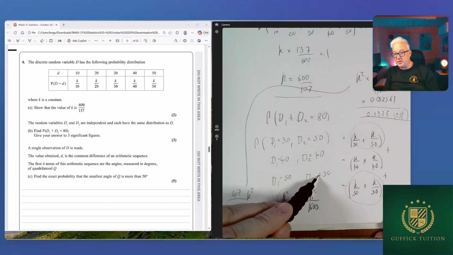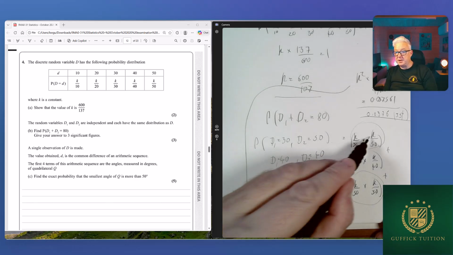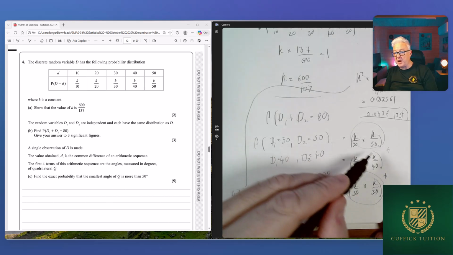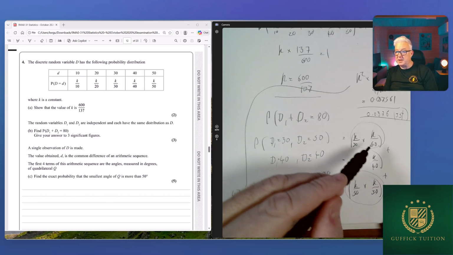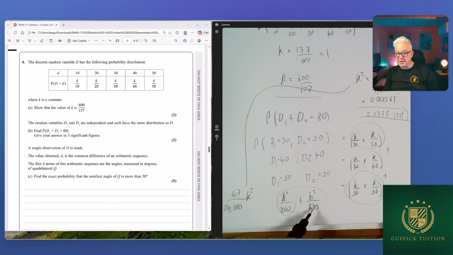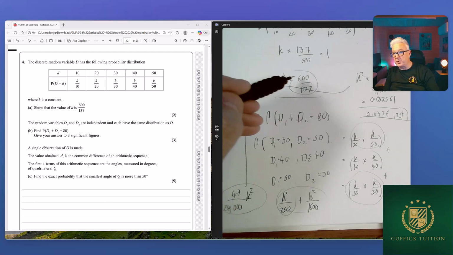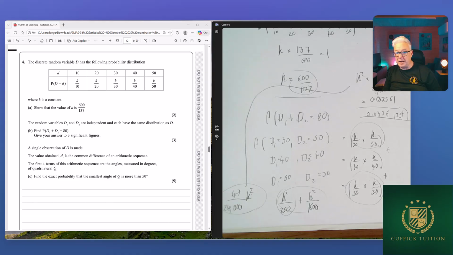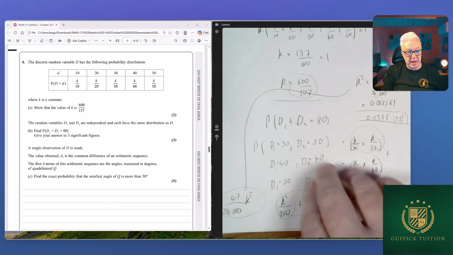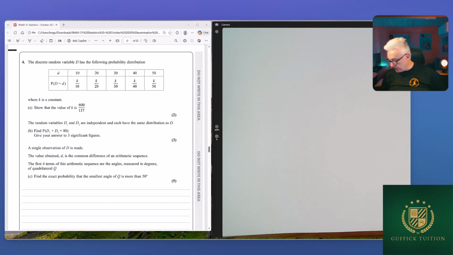D1 is 50, D2 is 30, okay? So these are the associated probabilities, and it can happen that way, or that way, or that way. So we basically just add all those together, which gives us this, add those two together, it gives us that, sub in the fact that k is 600 over 137, and we get this as our answer.